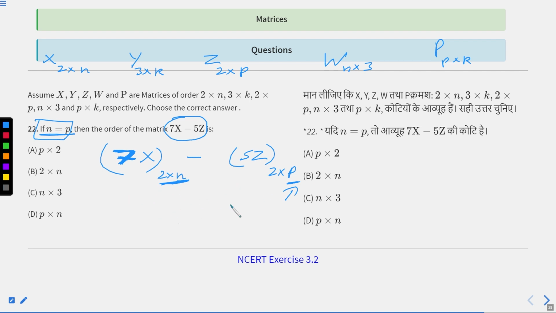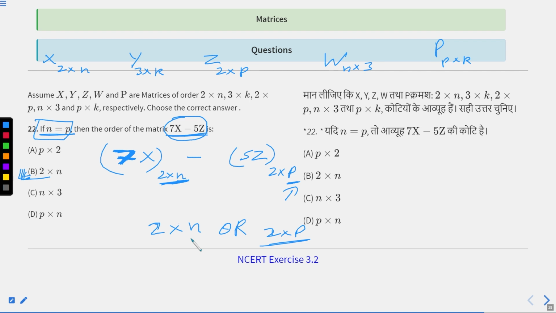Now the final output will be of order 2 cross n, or you can also say 2 cross p. Both are the same because n is equal to p. So the order of this matrix will be 2 cross n or 2 cross p. So you only have this option correct. Option B will be your correct option, 2 cross n. Okay, so that's it.